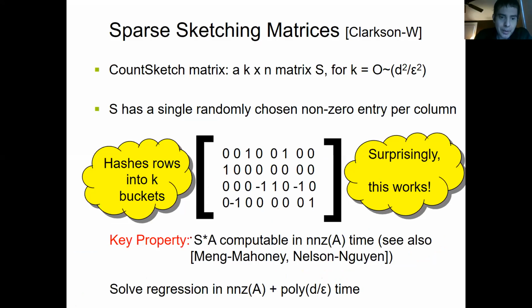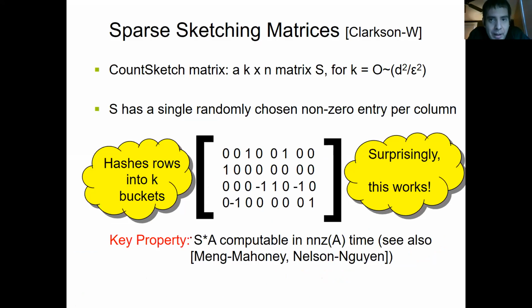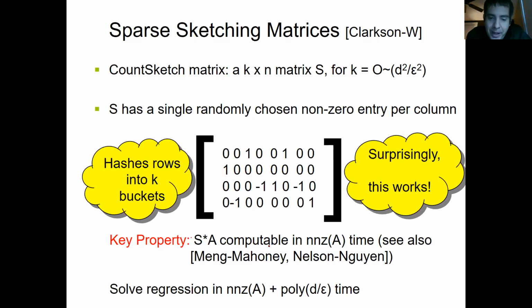The key property here is that S times A is computable in nnz of A time, where nnz means number of non-zero entries of your matrix. And you can see that, right? If I apply S to a vector, for each non-zero entry of the vector, it indexes one of the columns of S, and there's only a single non-zero entry there. So if I'm hashing to a bucket, I just scale by a sign and send it to that bucket. So it's very quick to compute, and overall, it leads to an algorithm for regression in number of non-zero entries of A, just the time to read your input, plus a low degree polynomial in d over epsilon.